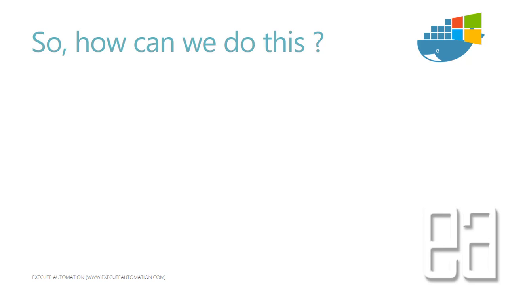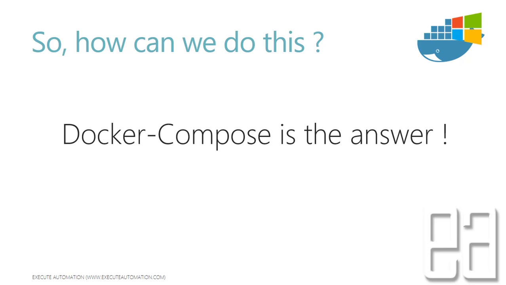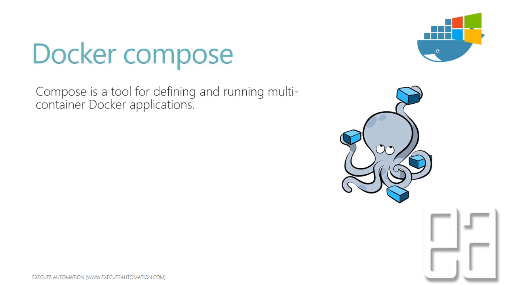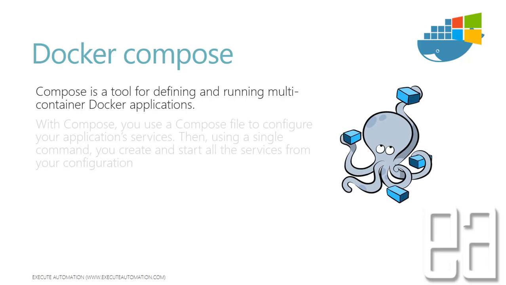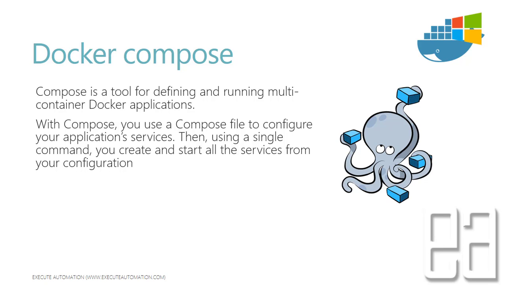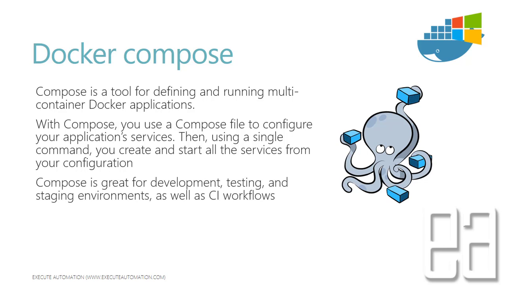So how can we do the scaling out, at least for now, instead of using Service Fabric? We can do it using what is called a Docker Compose file. Docker Compose is a tool for defining and running multiple Docker container applications. With Compose, you can use a Compose file to configure your application services. Then, using a single command, you can start and stop all the services from your configuration. Compose is really great for development, testing, and staging environments, as well as the CI workflow. Just one single file can be used to start all the services, configured based on what you have provided in the Compose file.